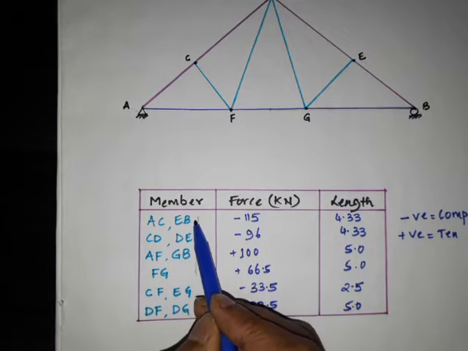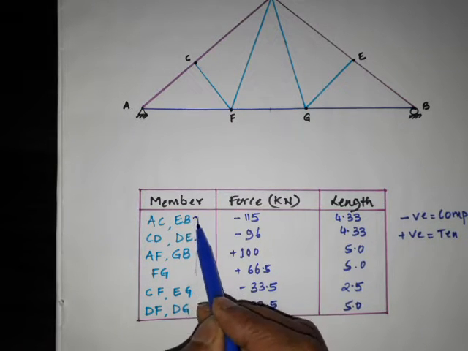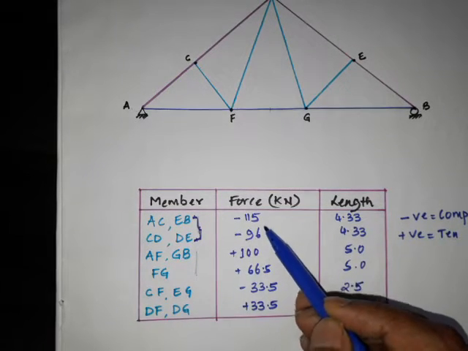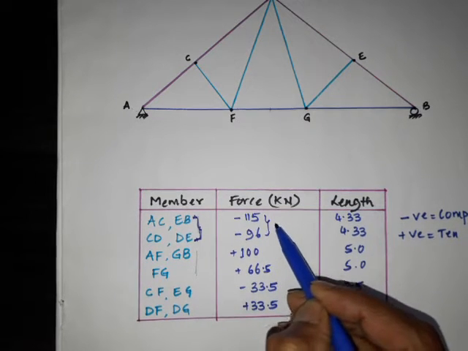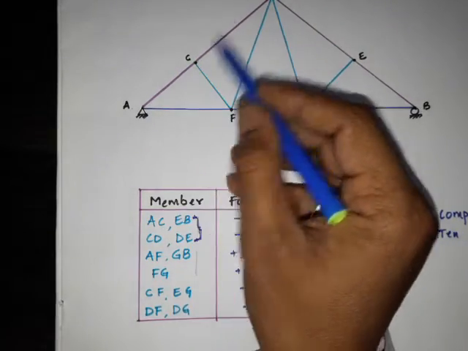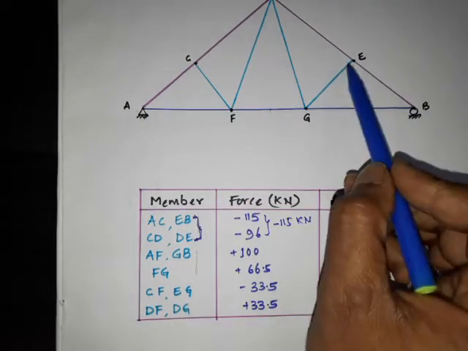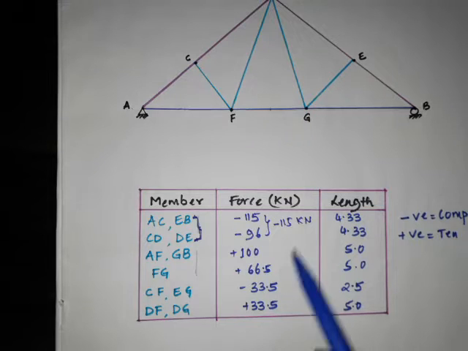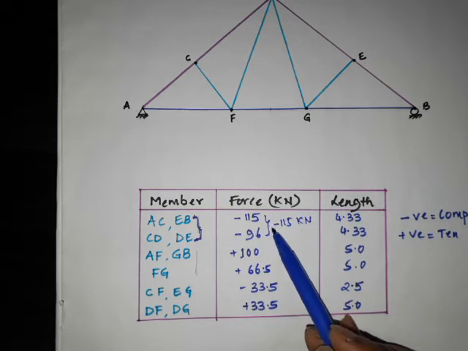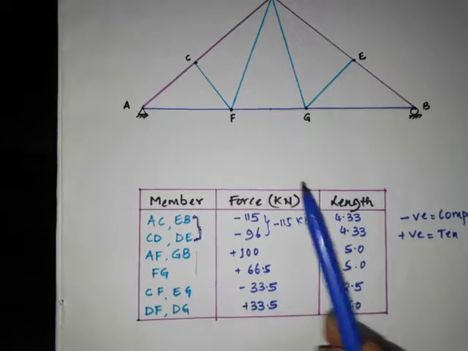What you have to do is club these members and consider these two, and out of these two find the maximum force. The maximum force is minus 115 kilonewton. So for the member AC, CB or DE, EB, you have to design for 115 kilonewton because the maximum force is 115 kilonewton. Understood?